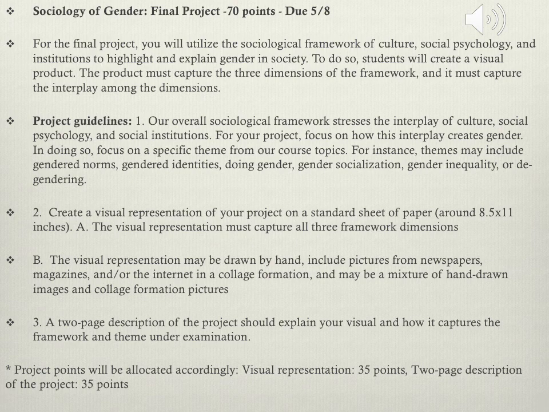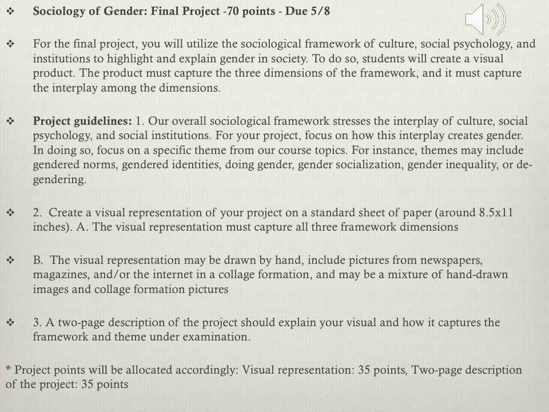And so originally the project did have you presenting it to the class, but since we're not in class together anymore face to face, I removed that part of the project. And so you can think about the two-page description as basically what you'd be talking about when you would have been presenting your project to the class.